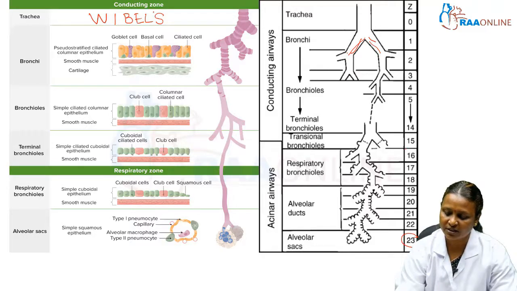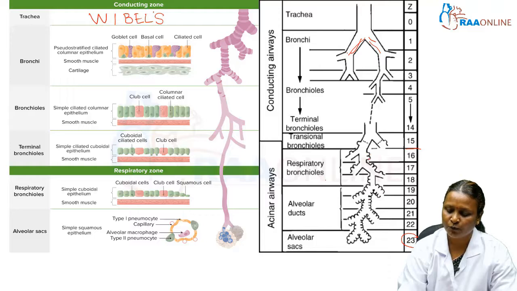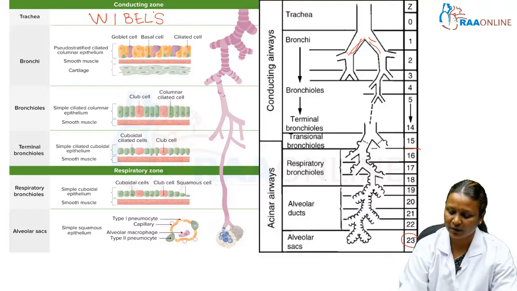Up to the 16th generation of branching, you call that the conduction zone. The bronchi branch into bronchioles. These bronchioles will form the terminal bronchioles. Then come the transitional bronchioles. After the 16th generation of branching, you have the respiratory bronchioles. Here the respiratory bronchioles will have a few alveolar sacs. The respiratory bronchioles further will divide into alveolar ducts and alveolar sacs. The alveolar ducts and alveolar sacs will have a large number of alveoli. These alveoli are the areas of gas exchange.